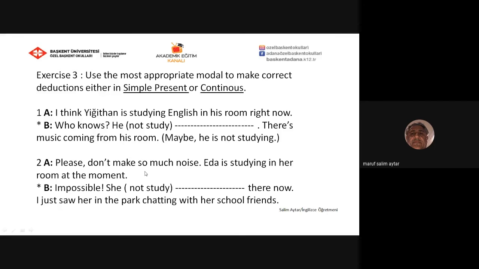Please don't make so much noise, because Eda is studying in her room at the moment. See the clue? Impossible. When we see impossible, we need to think about a strong deduction, in the negative sense, of course. Impossible. She blah, blah, blah there now. See? Because I just saw her in the park chatting with her school friends.